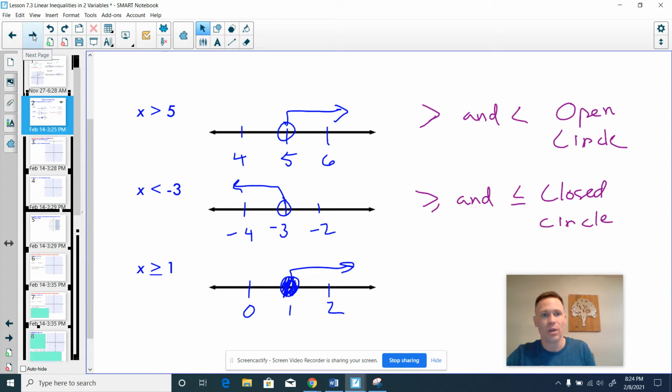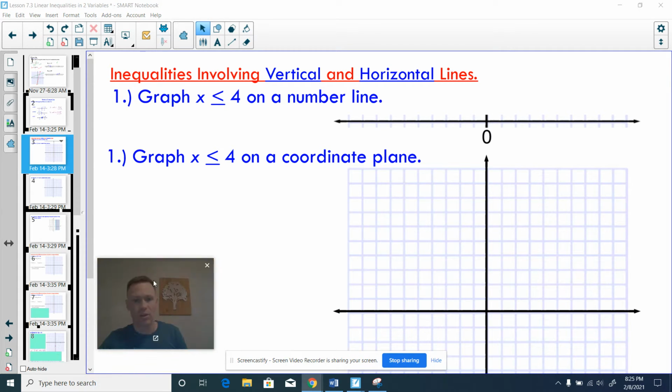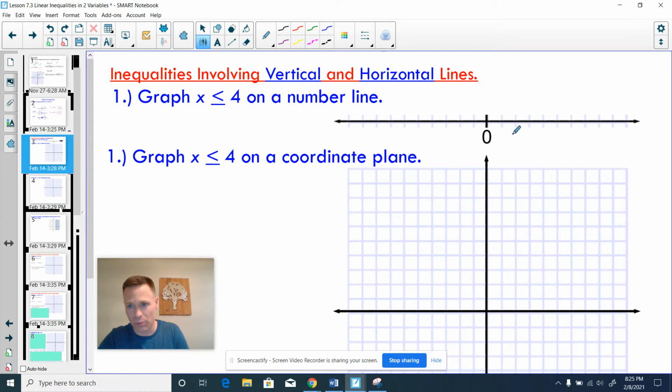All right, so a couple more things here. We're going to start connecting the coordinate plane, linear stuff to what we know about inequalities, all right? In this example, we're going to compare graphing on a number line x is less than or equal to 4, and then taking that same exact inequality and what in the world is it going to look like on a coordinate plane, all right? So x is less than or equal to 4. Where's 4 at? So I'll put 2 here, 4 there. This would be -2. This would be -4. I'm just counting by 2's.